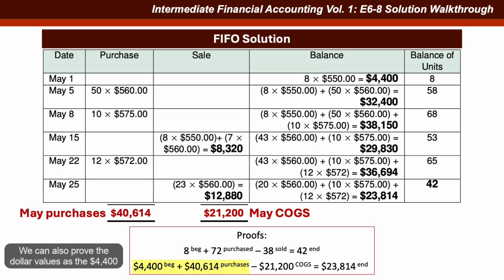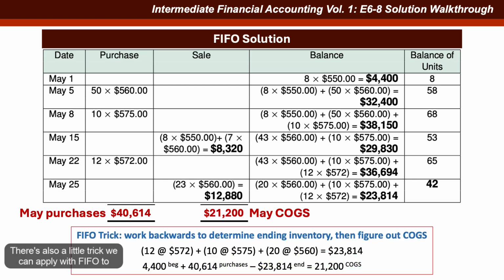We can also prove the dollar values as the $4,400 in beginning inventory, plus $40,614 in purchases, minus $21,200 in cost of goods sold, leaves an ending balance in inventory of $23,814. We can also manipulate the cost formula to figure out the cost of goods sold based on the ending inventory. So $4,400 beginning inventory plus $40,614 in purchases minus $23,814 ending confirms our cost of goods sold of $21,200. So we know we've done this right.